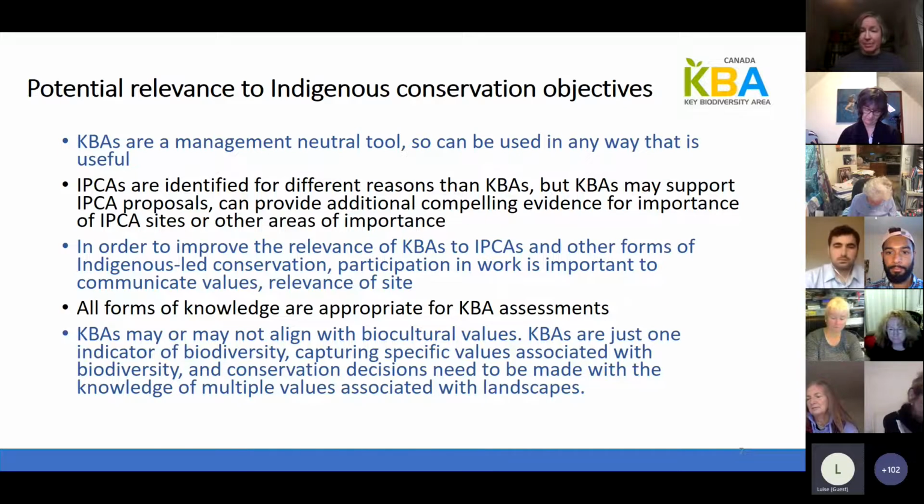So IPCAs, for example, Indigenous protected and conserved areas, are usually identified for other reasons than the reasons that a key biodiversity area is identified. But key biodiversity areas could support those kinds of proposals, and can provide additional evidence for the importance of a site based on more ecological values.